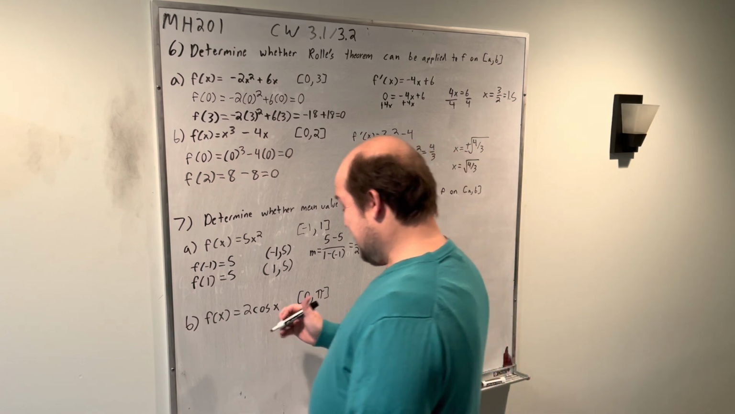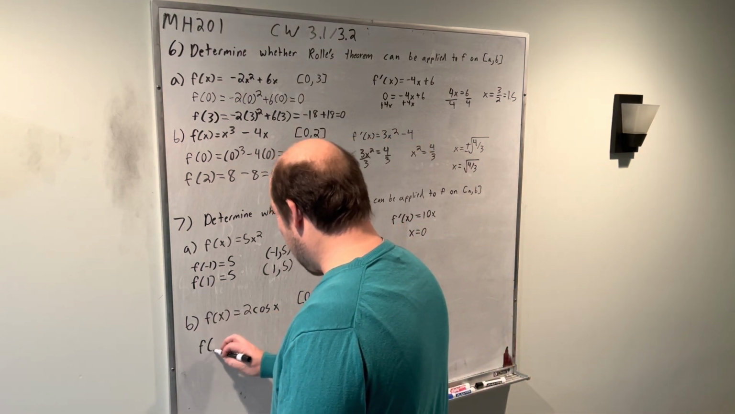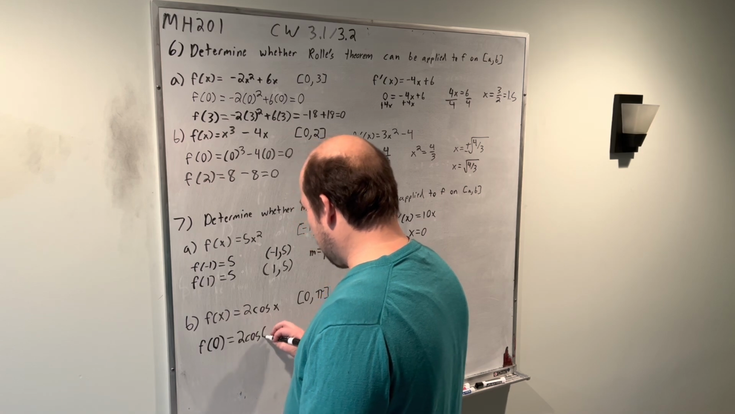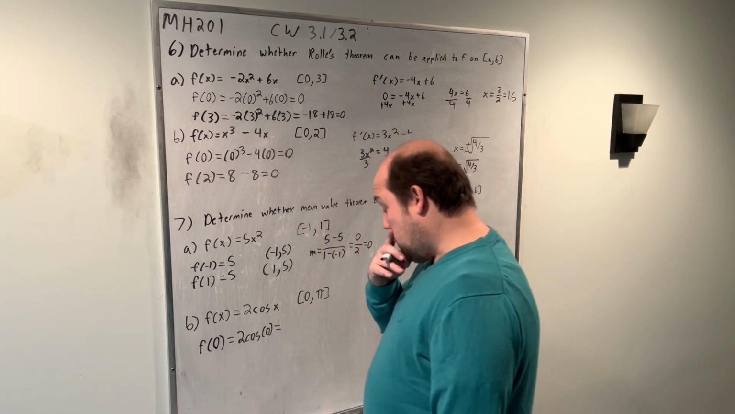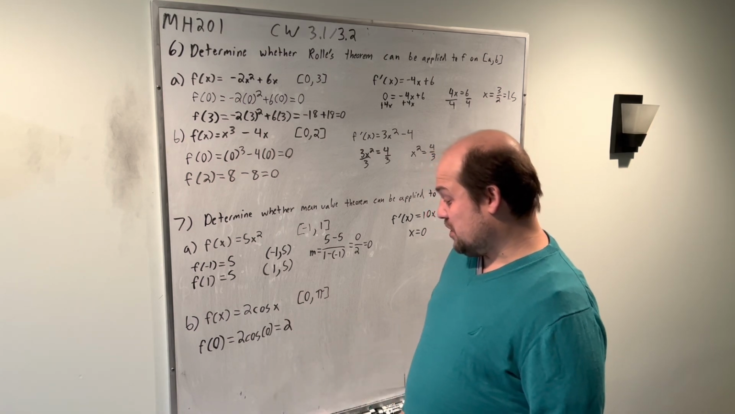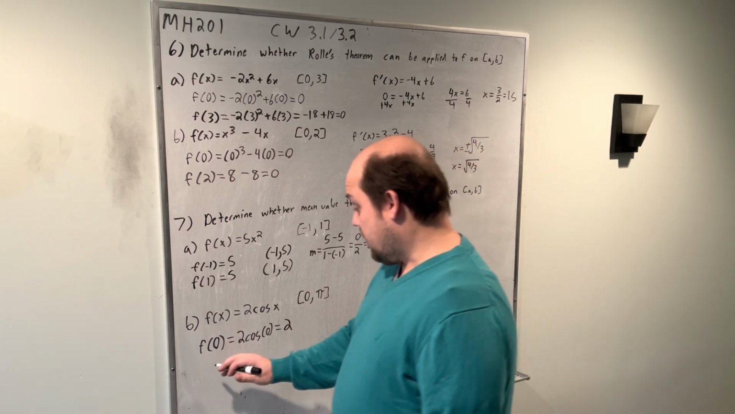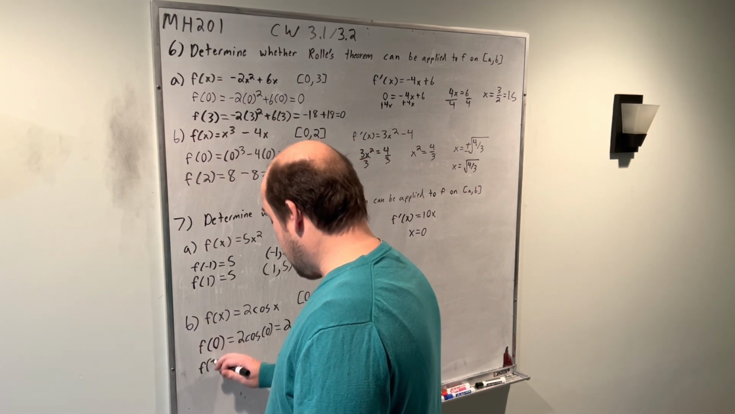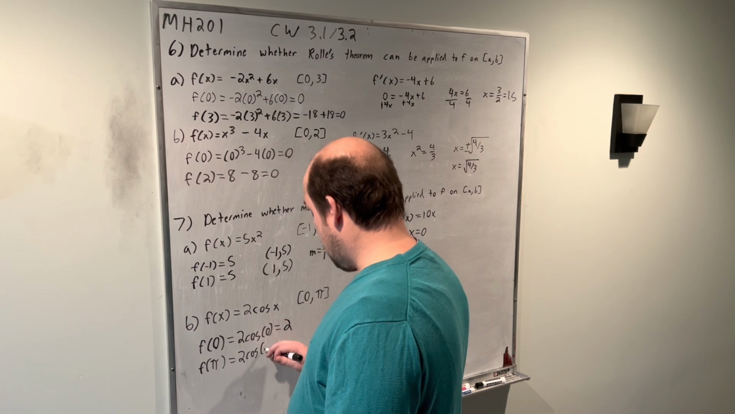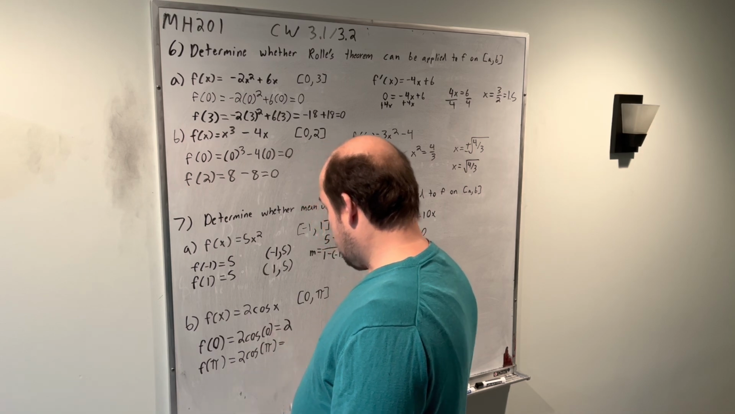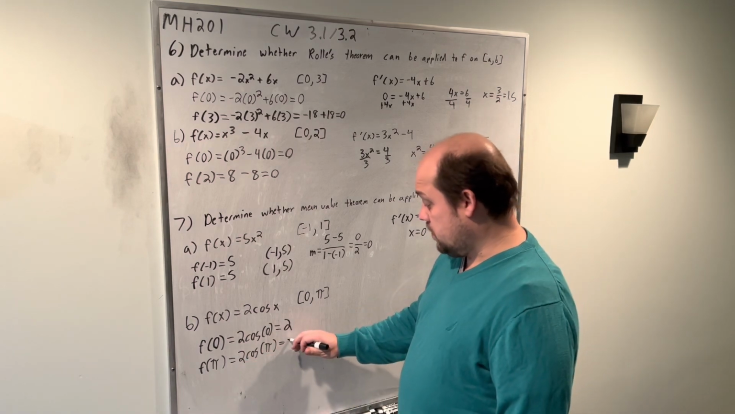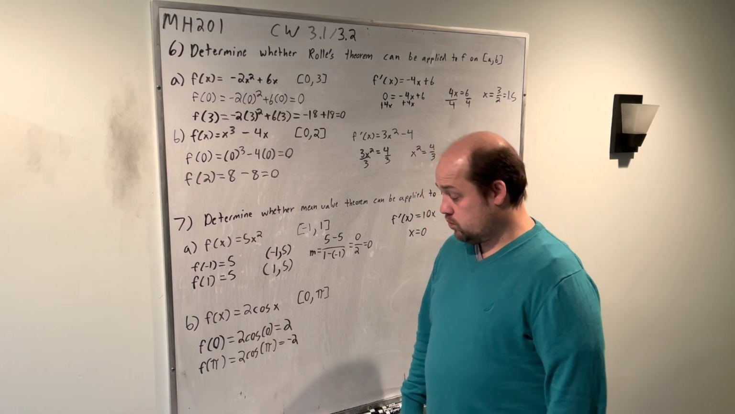Let's see. So if I do f of 0, that would give me 2 cosine of 0. Cosine of 0 is 1, so this would be 2 times 1, or just 2. If I do f of pi, that would be 2 cosine of pi. Cosine of pi is -1. -1 times 2 is -2.